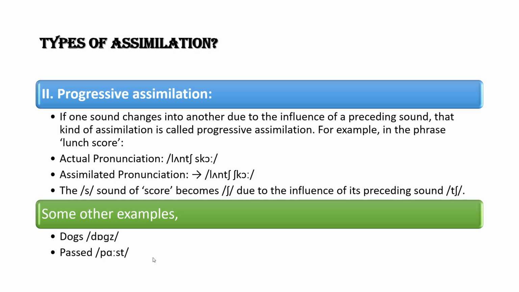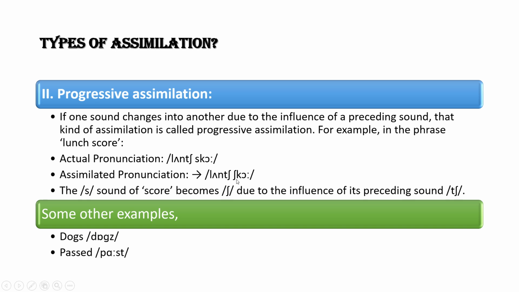For example, in the phrase "lunch score", the actual pronunciation of this phrase is "lunch score". As you can see here, "lunch" and "score". But the assimilated pronunciation is this, "lunch" and "score". In the actual pronunciation there is a short s, but in the assimilated pronunciation there is a long s.